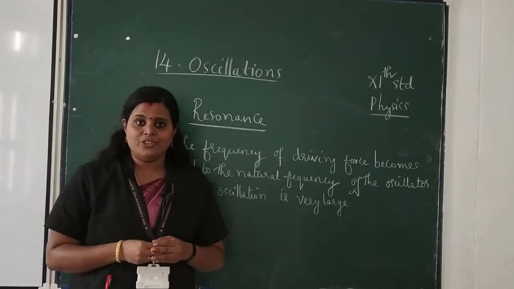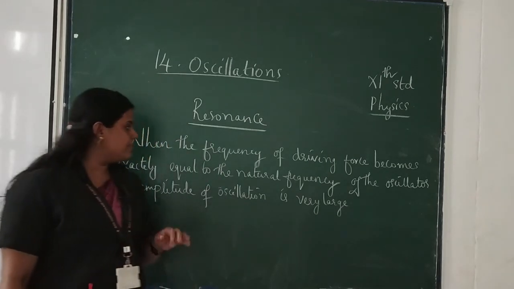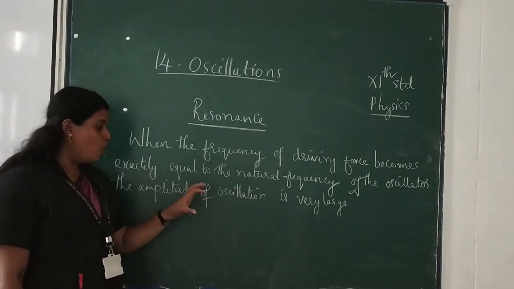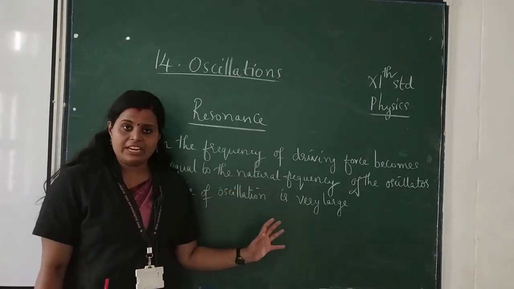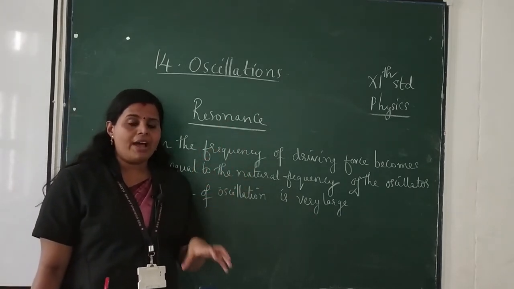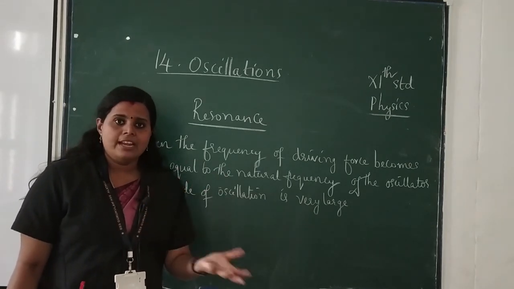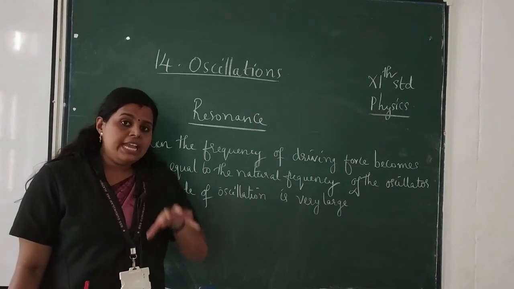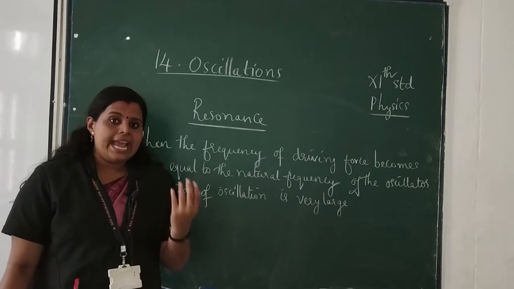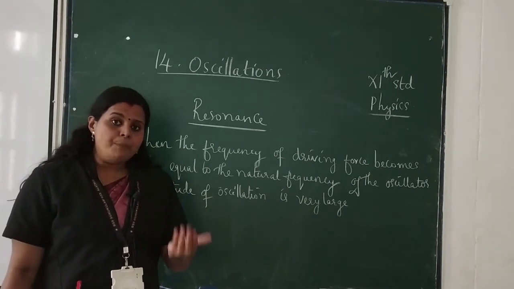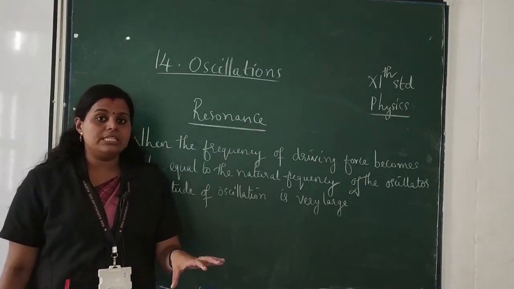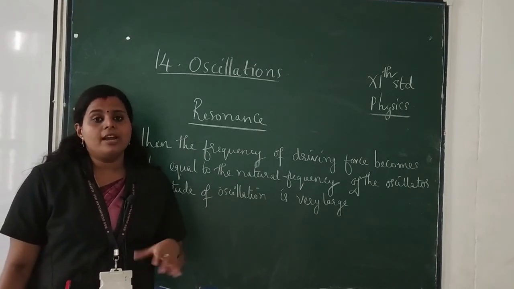Now the last topic from this chapter, that is resonance. So what is resonance? When the frequency of the driving force becomes exactly equal to the natural frequency of the oscillator, then the amplitude of oscillation is very large, and this phenomenon is known as resonance. അതായത് എല്ലാ ബോഡീസും വൈബ്രേറ്റ് ചെയ്യുന്ന ഫ്രീക്വൻസിയെയാണ് നമ്മൾ അതിന്റെ നാച്ചുറൽ ഫ്രീക്വൻസി എന്ന് പറയുന്നത്. ഈ നാച്ചുറൽ ഫ്രീക്വൻസിയും ഡ്രൈവിംഗ് ഫ്രീക്വൻസിയും ഈക്വൽ ആയിട്ട് വരുന്ന കണ്ടീഷനാണ് നമ്മൾ റെസൊണൻസ് എന്ന് പറയുക.